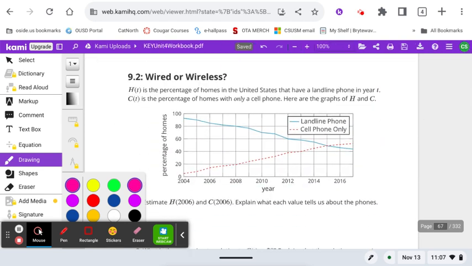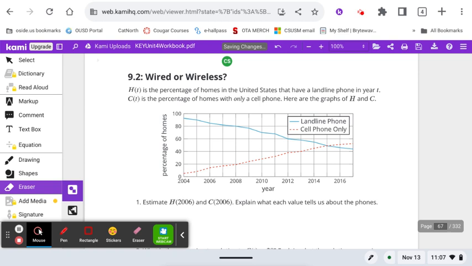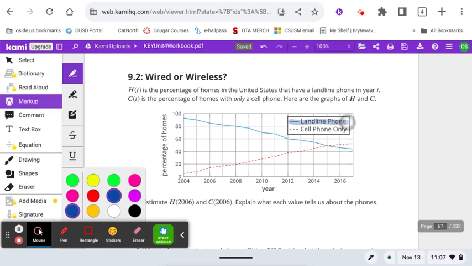The next scenario it talks about is percentage of homes that have a landline. Do you still have a landline in your house, or have you fully switched to cell phones as well? So H of T is the percentage of homes that have a landline. And so I'm going to highlight this landline, and that's this solid line right here. Notice that landlines are decreasing in households. And then I'm going to highlight the cell phones only. And notice it's increasing in households.